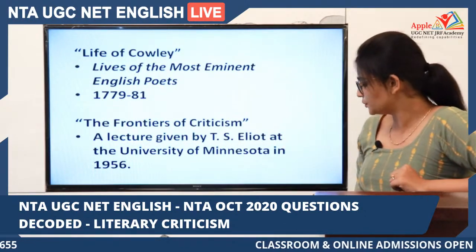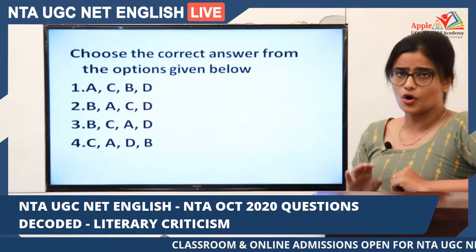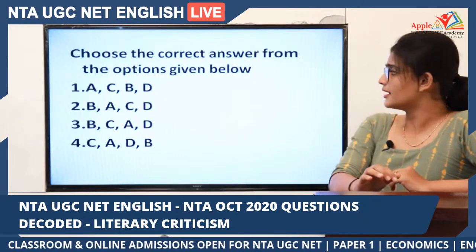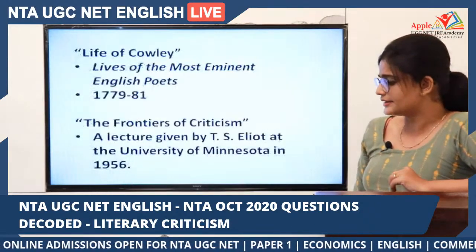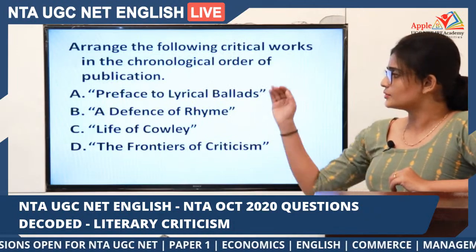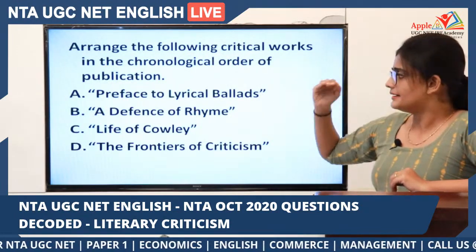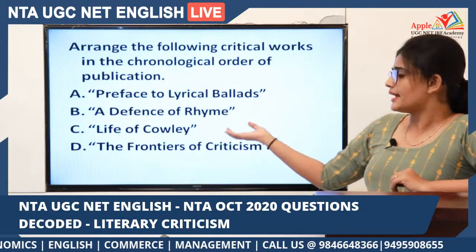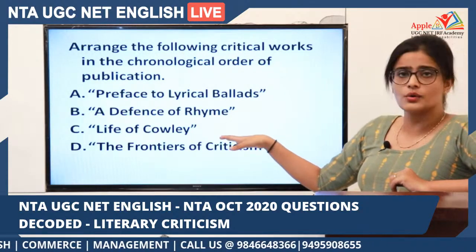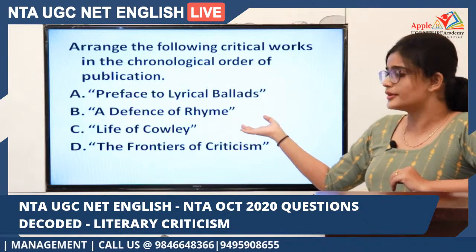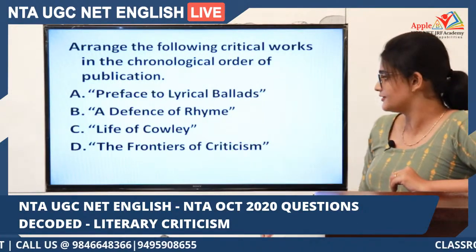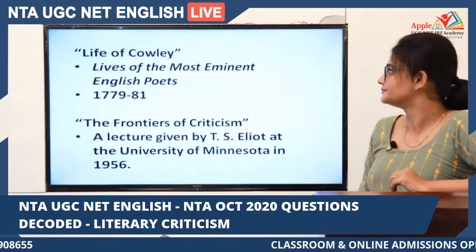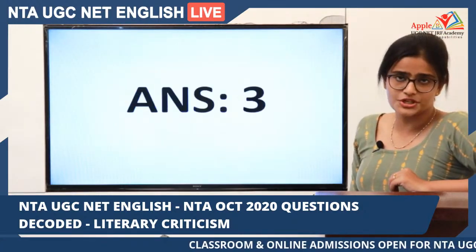So in order to order it, these are our options. Let's once again look at the options. The correct order would be A Defense of Rhyme by Samuel Daniel, then Life of Cowley, followed by Preface to Lyrical Ballads, and then The Frontiers of Criticism. So that would be the correct answer. That is option number 3.